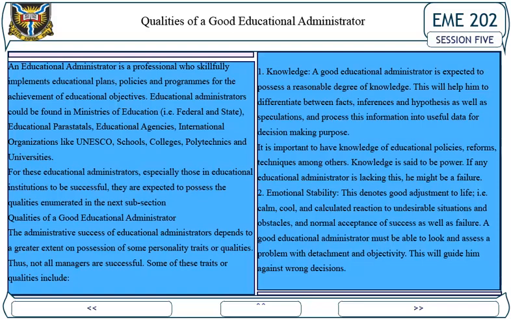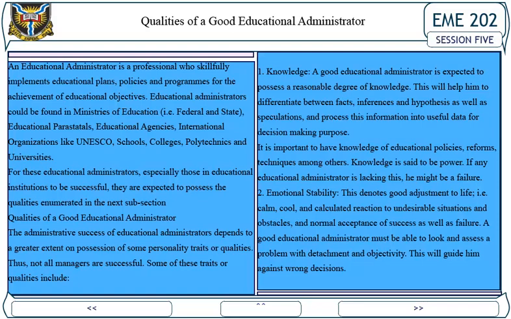Qualities of a good educational administrator. An educational administrator is a professional who skillfully implements educational plans, policies, and programs for the achievement of educational objectives. Educational administrators could be found in the ministries of education, that is, federal and state, educational parastatals, educational agencies, international organizations like UNESCO, schools, colleges, polytechnics, and universities.